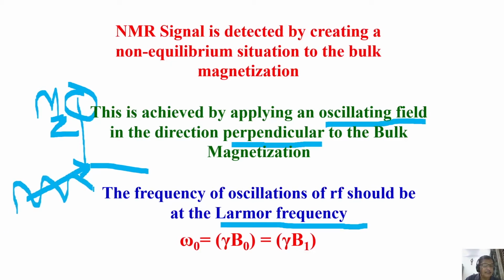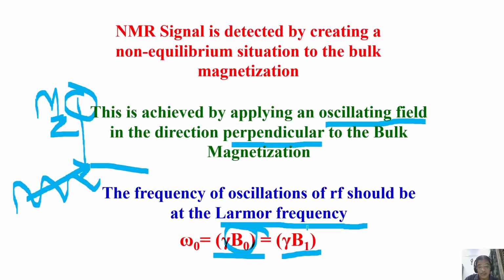You are going to apply it like this. When it matches, we are going to get a resonance. In other words, gamma into B naught should be equal to gamma into B1. B naught is the strong magnetic field, which is the resonance condition we got here.